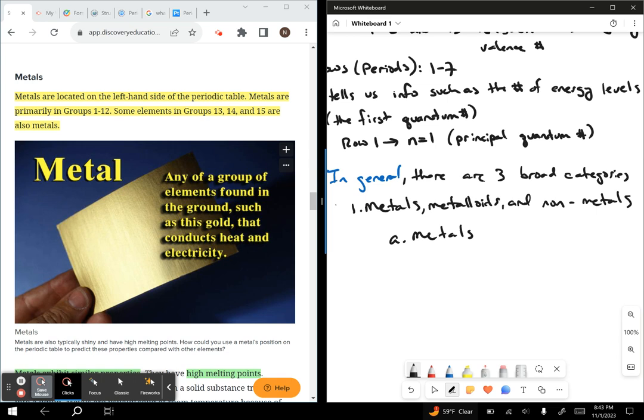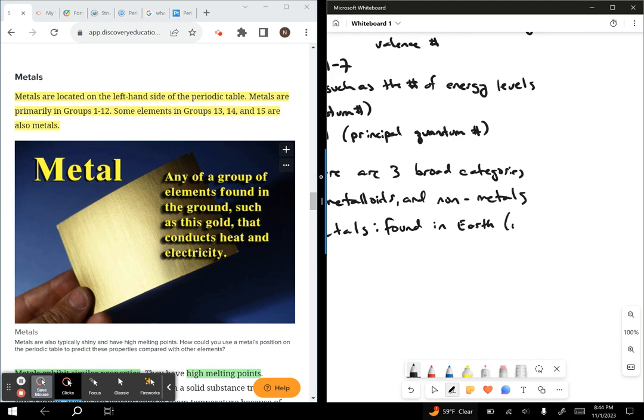So what are the metals? On the left-hand side of the periodic table, metals are primarily groups 1 through 12. Some elements in groups 13, 14, 15 are also metals. You've got an image here. Any of a group of elements found in the ground, such as this gold, that conducts heat and electricity. So yes, that makes sense. Where do we find metals? We find them in Earth as ores, found in Earth in rock, right?